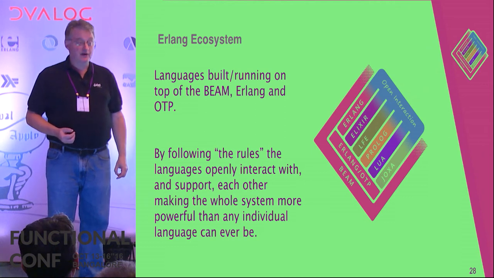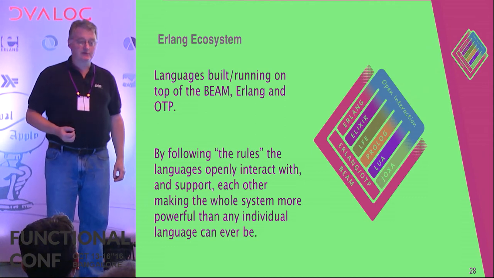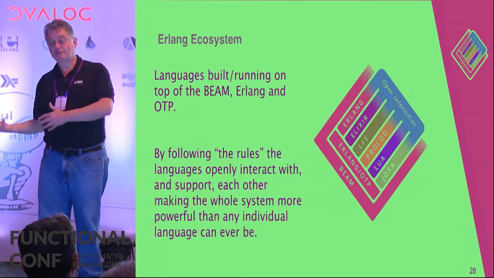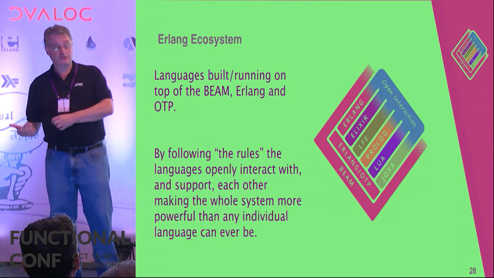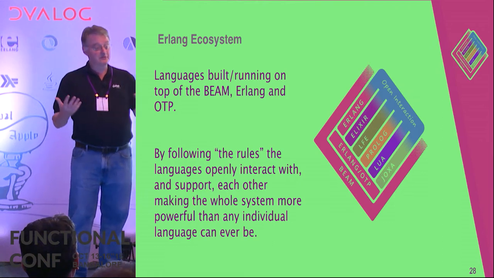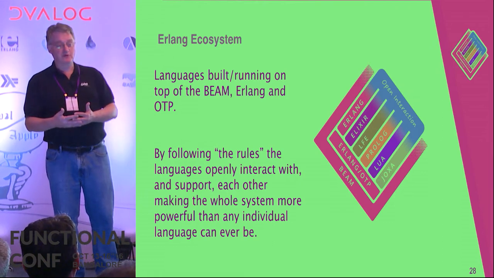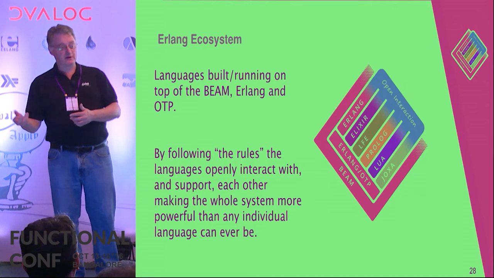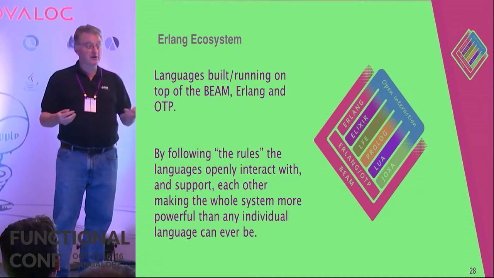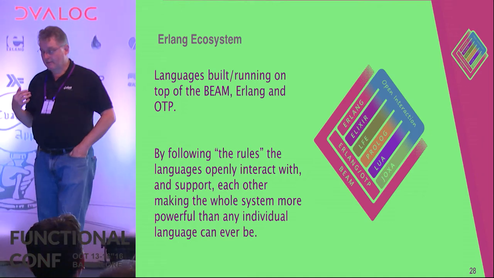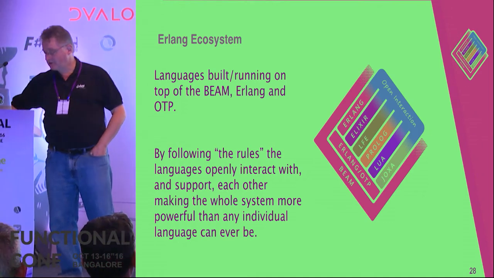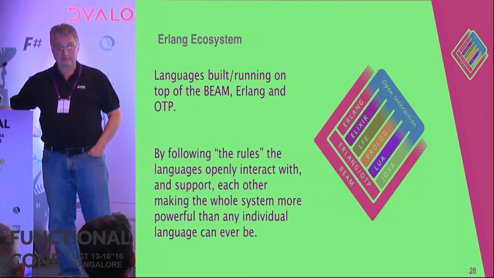It also means, for example, that you will never make a wrong choice of language because it will work together with everything else running on the ecosystem. You can write your system mixing the languages because they interact with each other. There's no problem calling functions from one language from another language because it's well-defined how to do that. It makes the whole system much more powerful. It provides a lot of features in all the languages.